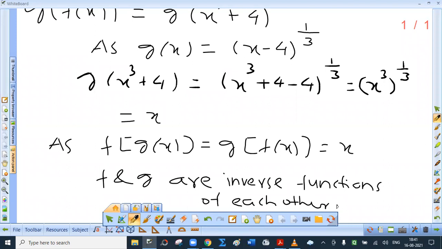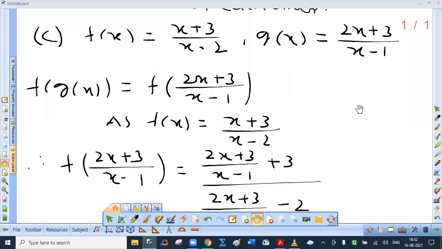Yes. Now C part. See, if you know the concept of value of a function at a point, you won't find it difficult. Now C part, what is f of x? x plus 3 upon x minus 2. What is g of x? 2x plus 3 upon x minus 1. What is the composite of g and f? f of g of x. What is g of x? 2x plus 3 upon x minus 1.